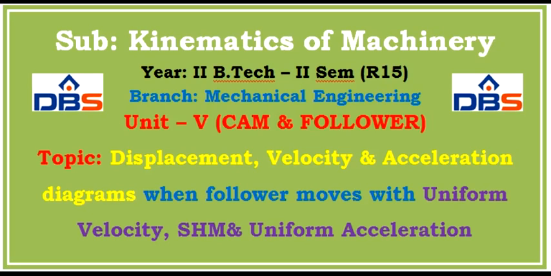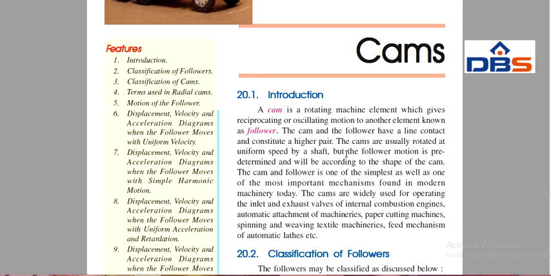Today we are discussing the subject Kinematics of Machinery for second year mechanical students. The unit name is Cam and Follower. The topic is displacement, velocity and acceleration diagrams when the follower moves with uniform velocity, simple harmonic motion and uniform acceleration. Hi students, all of you know the unit name is Cam and Follower.